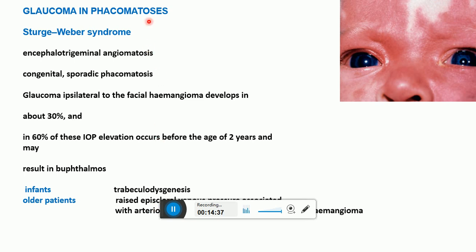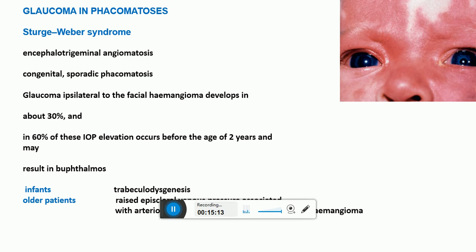Glaucoma in phakomatosis. Number 1 is Sturge-Weber syndrome, also known as encephalotrigeminal angiomatosis. It is a congenital sporadic phakomatosis. Glaucoma ipsilateral to the facial hemangioma develops in about 30%, and in 60% of these IOP elevation occurs before the age of 2 years. It may result in buphthalmos. Here you can see. In the remainder, glaucoma may develop at any time from infancy to adulthood.